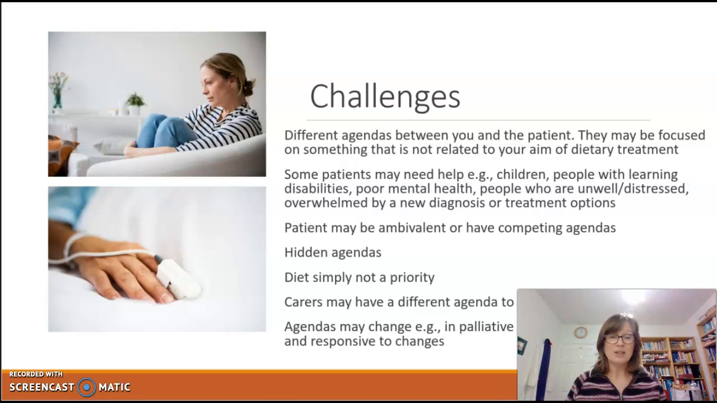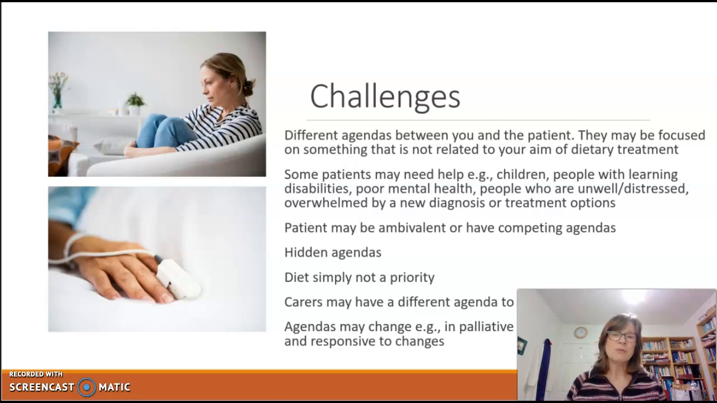And we'll be looking at that later on in the course. There may be hidden agendas from either the patient or a carer. And it may be that diet simply is not the priority at the moment. There may be lots of other things going on in people's lives that make them feel, I just can't deal with this agenda. Carers may have a very different agenda to the patient, and I'm afraid I've seen that many times, and that can be really challenging to deal with.